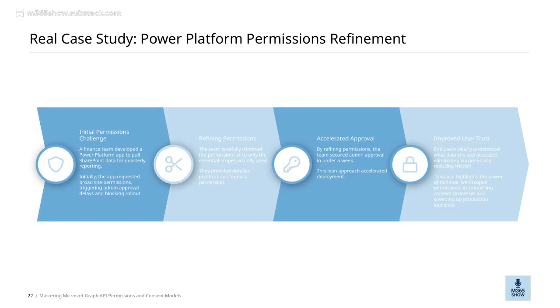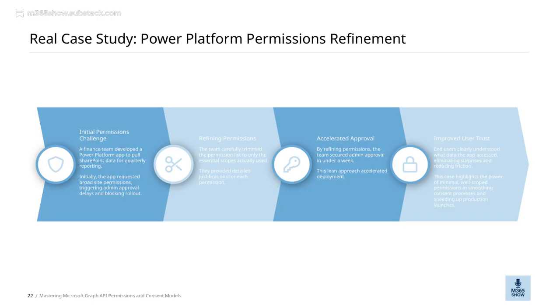In this particular case, the team was able to secure admin approval in less than a week, thanks to this lean approach. It shows how focusing on only the necessary permissions can accelerate approval processes and get apps into production faster. The team started by carefully trimming down the permission list to only the scopes that were actually needed. They also provided detailed justifications for each permission, which helped build trust and clarity around their app's access requirements.